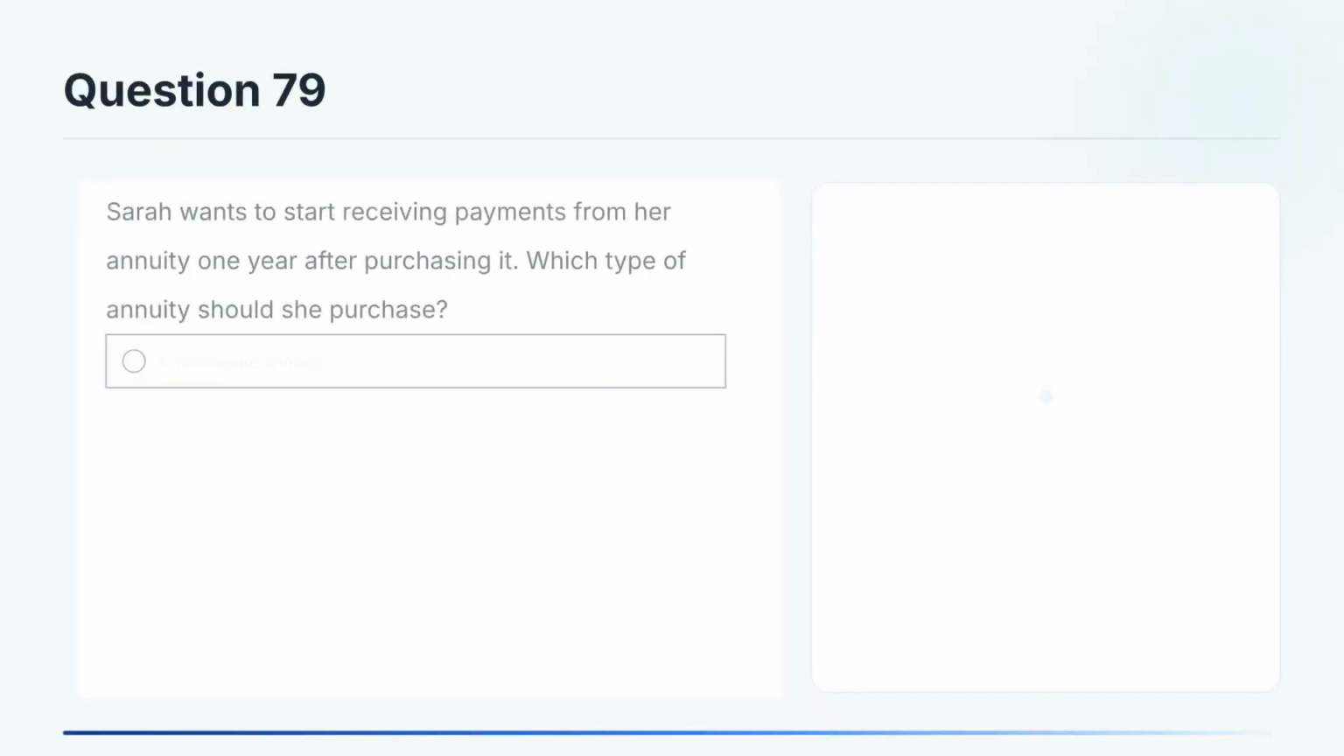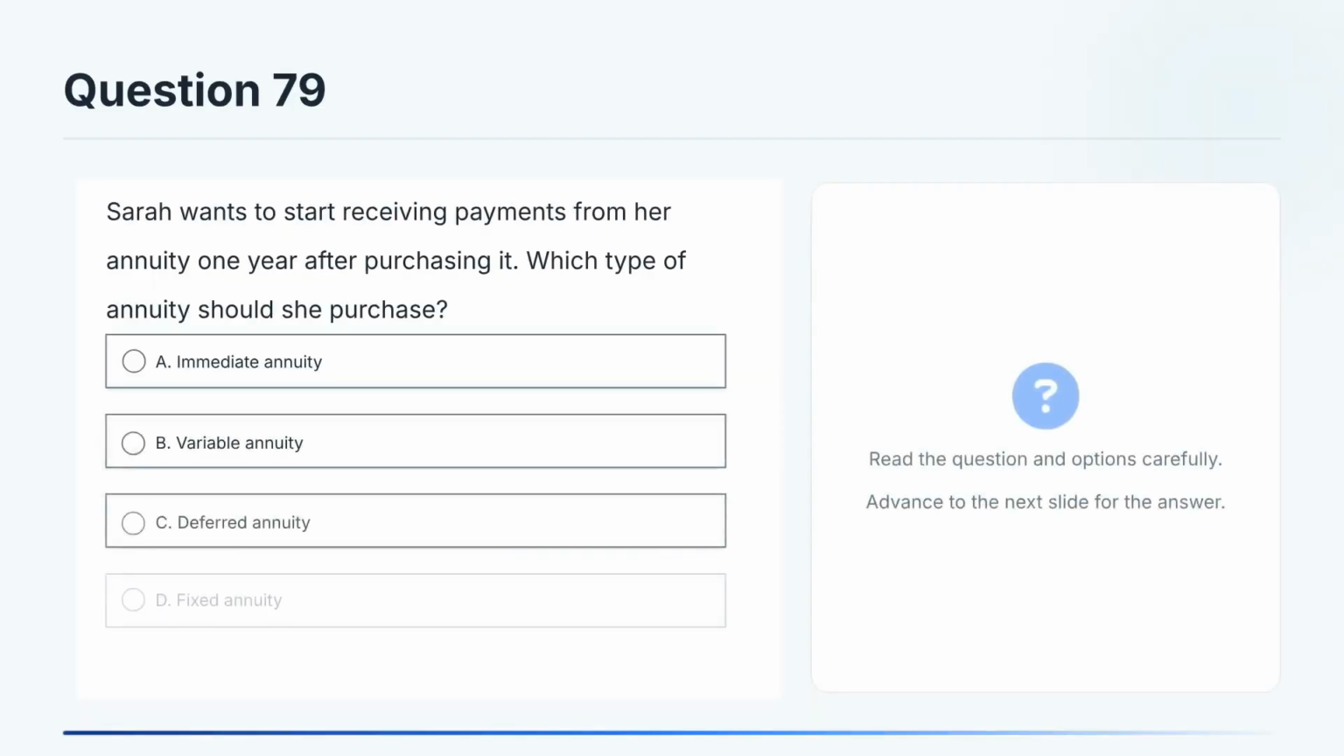Question 79. Sarah wants to start receiving payments from her annuity 1 year after purchasing it. Which type of annuity should she purchase? A. Immediate annuity. B. Variable annuity. C. Deferred annuity. D. Fixed annuity.